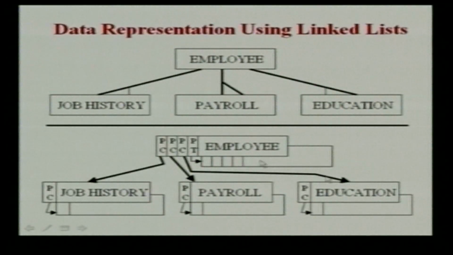So, this is the data representation using a linked list. You have employee, job history, payroll, education. The employee will have pointers to what the employees are, and for each you will have pointers to indicate the files. So, next let us go to access methods.